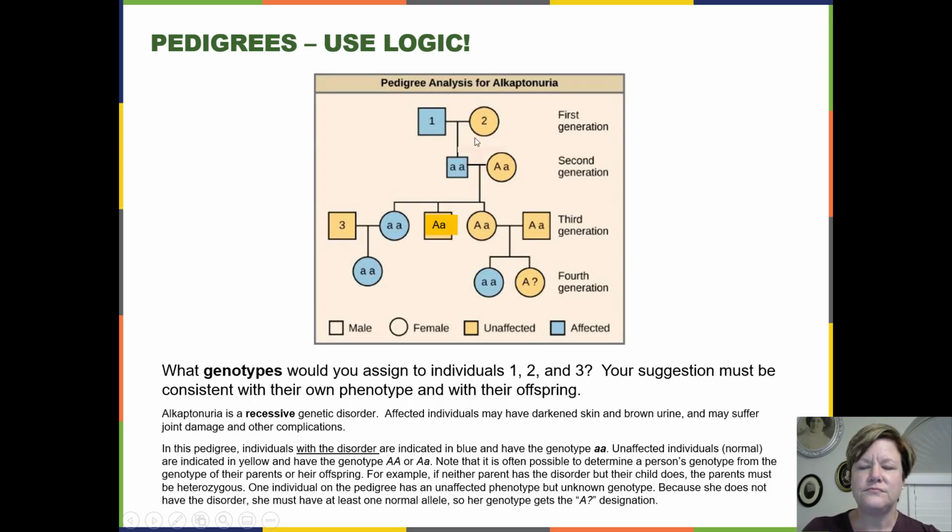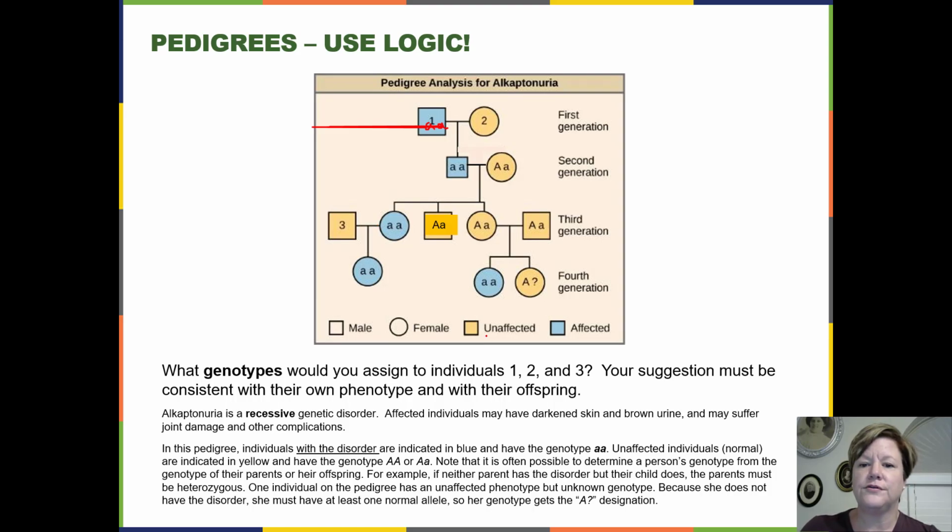Now, they're telling you a little bit of something based on the color. If they're blue, they're affected. And we said that to be affected, in this case, the affected allele is the lowercase, little a. So person 1 must have little a, little a. Now, what about person 2?